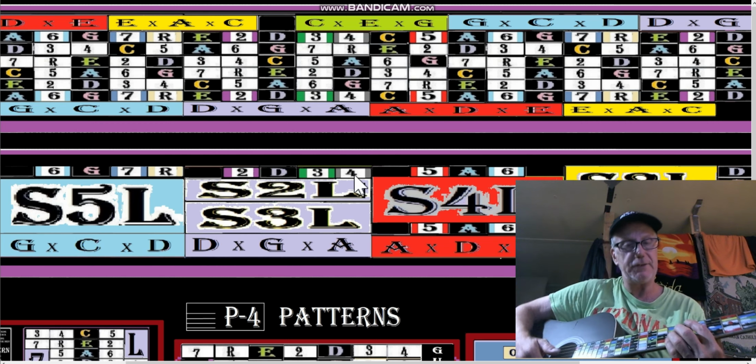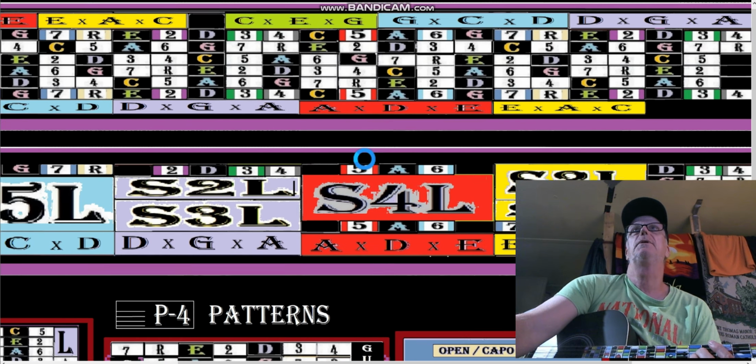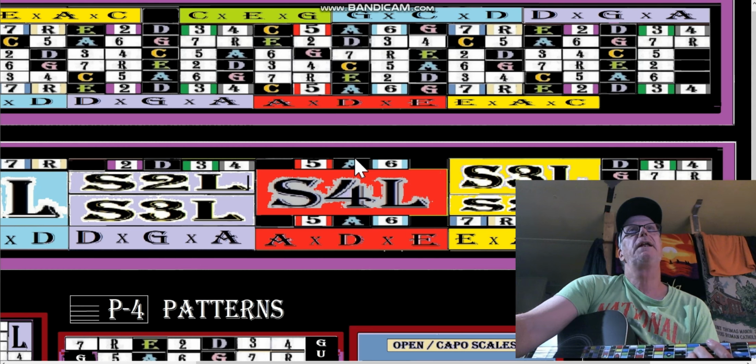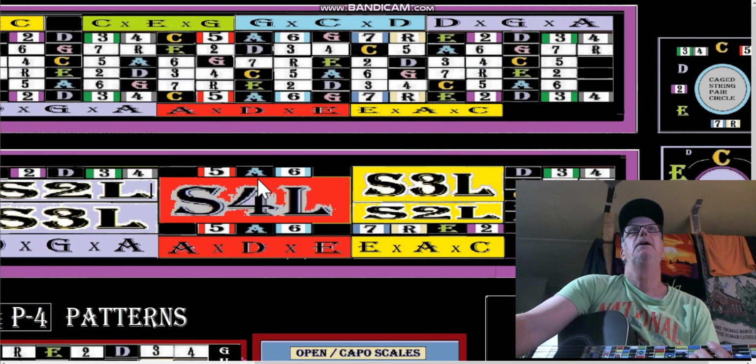So we would play that up here. We've got the A shape here. That's an A-shaped D. By the way, we're looking at an A-shaped D. I was looking at the D shape, but we want that A-shaped D. Well, we're going to have to do a different pattern. It's going to be the S4L with S1A on top and bottom.